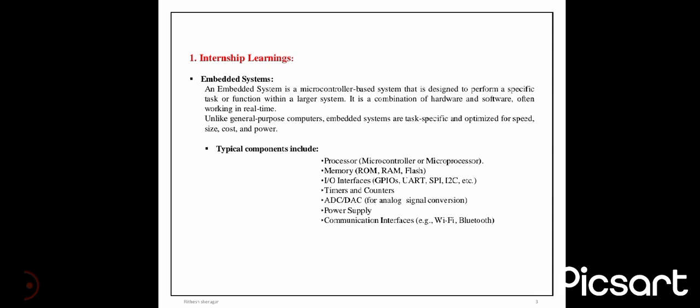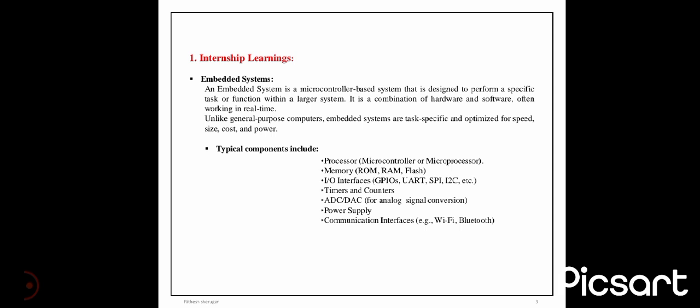Typical components included in the embedded systems. Microprocessor or microcontroller. It is the brain of the system that controls everything. Memory unit. In this memory unit, there are different types like read-only memory, random access memory, and flash memory. I/O interfaces. This is input and output interfaces like sensors, actuators, etc.